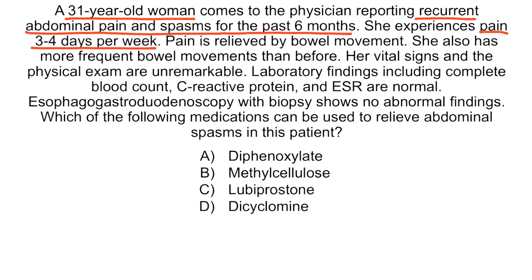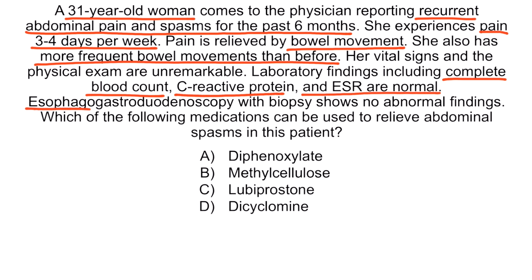This middle-aged woman presents with recurrent abdominal pain and spasms for 6 months. She experiences pain 3 to 4 days per week. Pain is relieved by bowel movement. She also has more frequent bowel movements than before. These findings suggest the diagnosis of irritable bowel syndrome. Irritable bowel syndrome is further supported by normal complete blood count, C-reactive protein, and ESR.